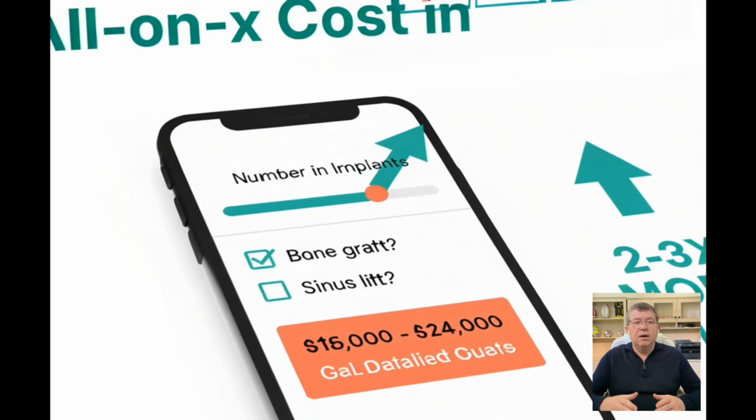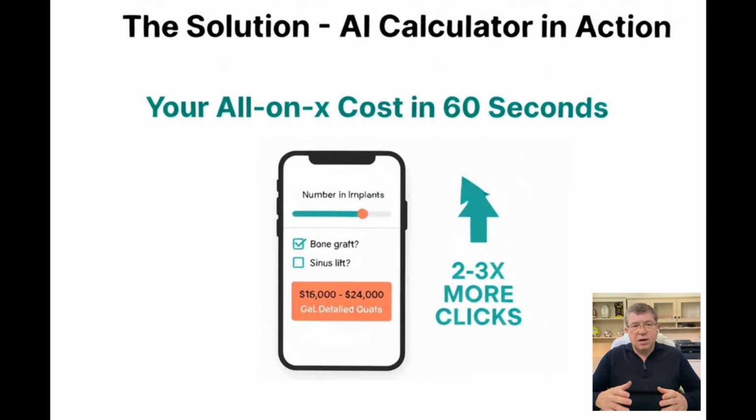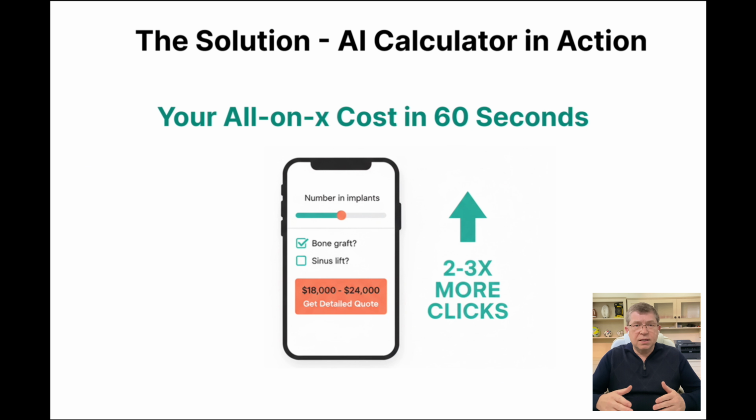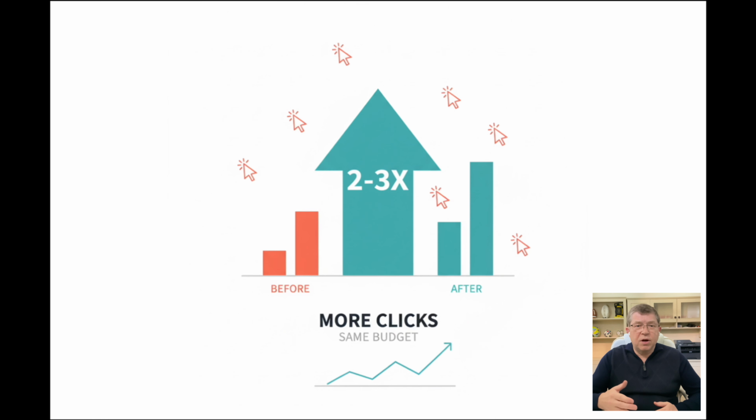So here's the fix. Instead of free consultation, your ad says, calculate your all-on-X price in 60 seconds. Dental implant cost in 60 seconds. Patients click through to an interactive calculator. They get a price range, see what's included, explore financing options. They actually want to engage with it because you're giving them real value up front. The result? 2 to 3 times more clicks from the exact same ad budget.